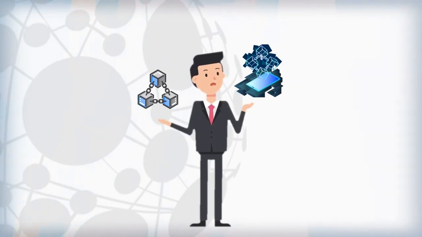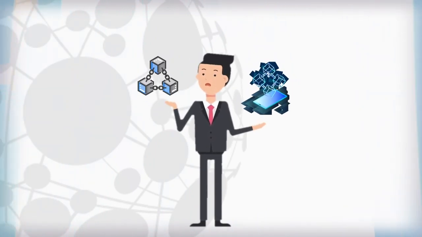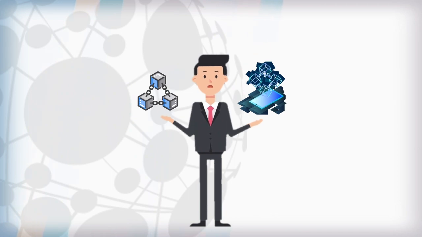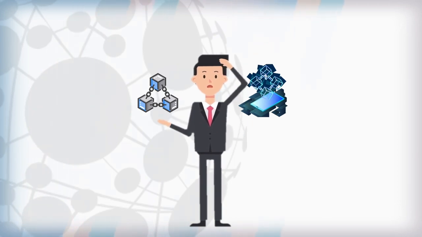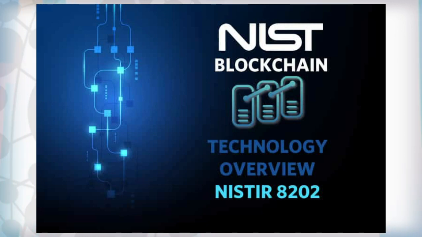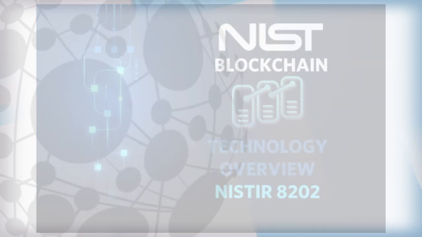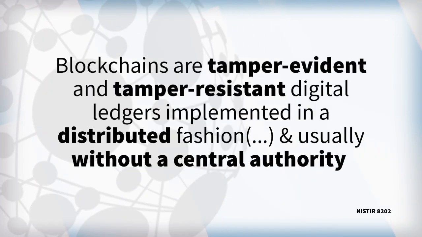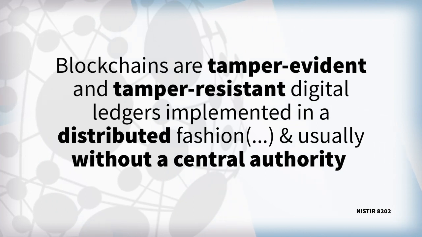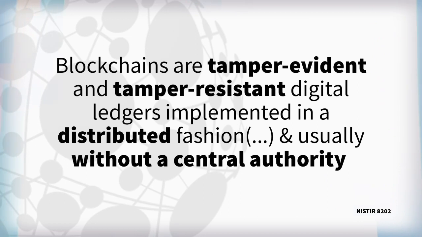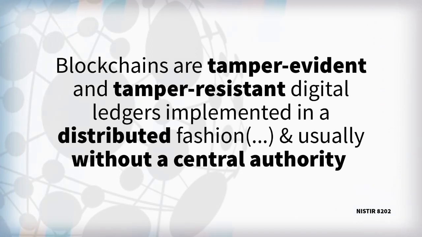If you ask several blockchain experts about a definition of blockchain, it's amazing how many different answers you'll receive. It's not that any of them are right or wrong. The bottom line is that there are many different definitions of blockchain. Let's start with NIST. The definition that NIST has in their blockchain technology overview is that blockchains are tamper-evident and tamper-resistant digital ledgers implemented in a distributed fashion, i.e. without a central repository, and usually without a central authority like a bank, a company, or a government.